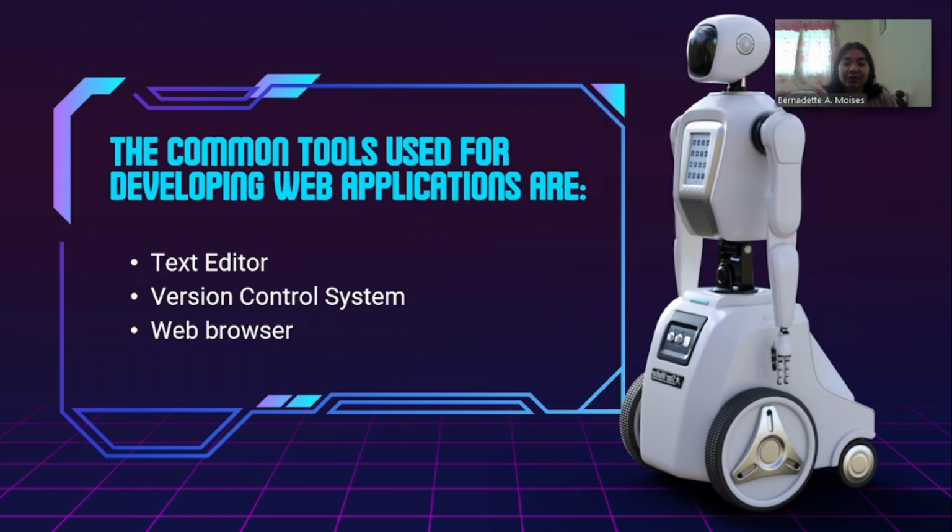The common tools used for developing web applications are a text editor, a version control system, and a web browser. For the first part of our project, we're going to focus on our text editor and our web browser.